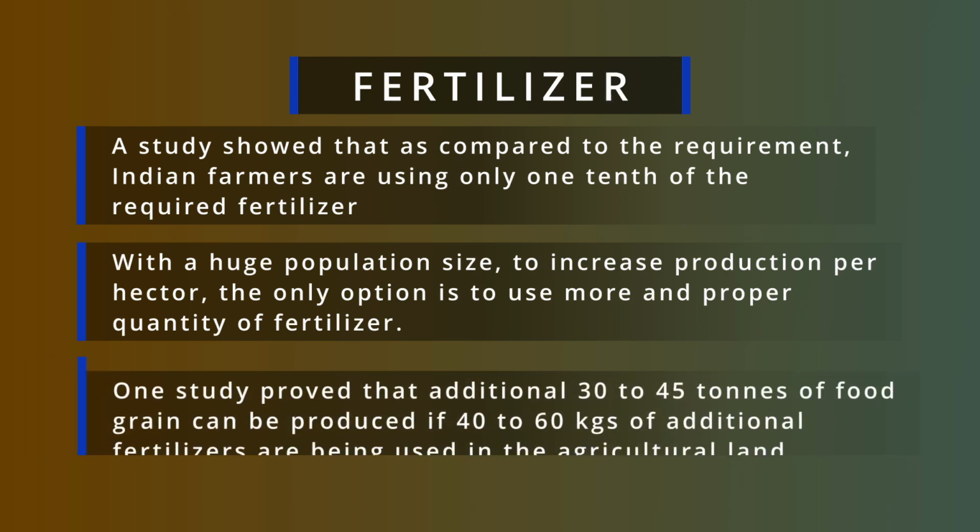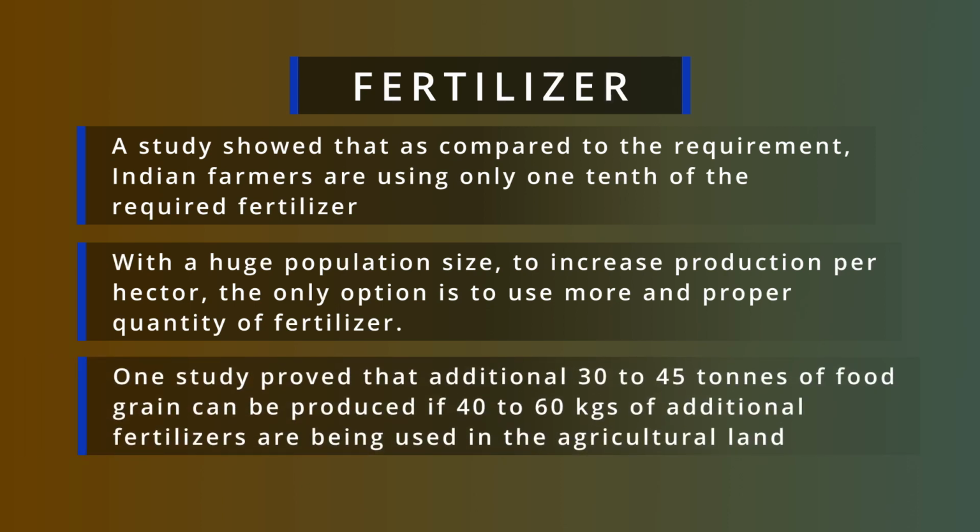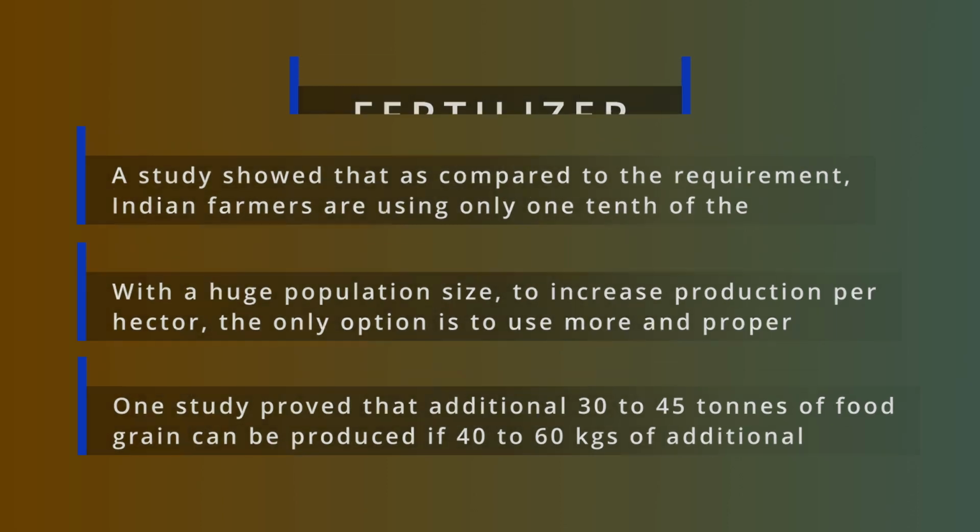Now it is also seen that if we want to increase the production by 30 to 40 kg per hectare, then another 40 to 65 kgs of fertilizer should be used in the agricultural land. So it is possible to increase production in the agricultural sector. What is required is that there should be proper and proportionate use of the fertilizer.